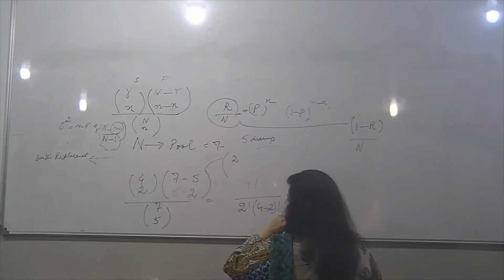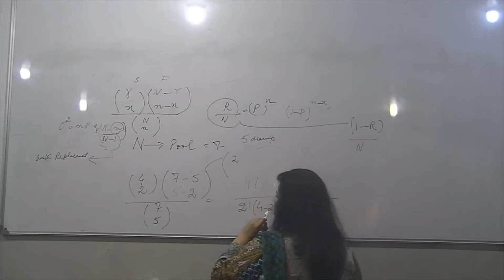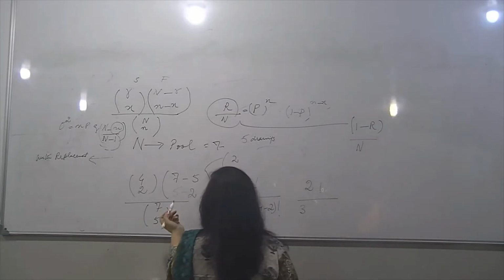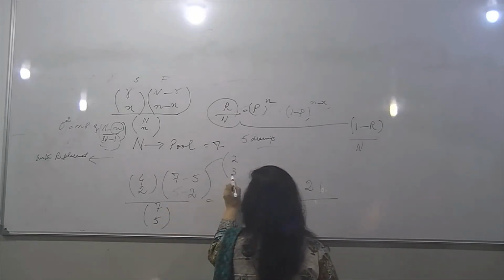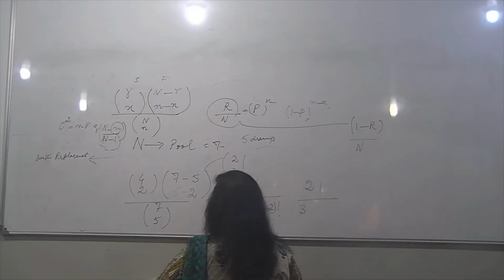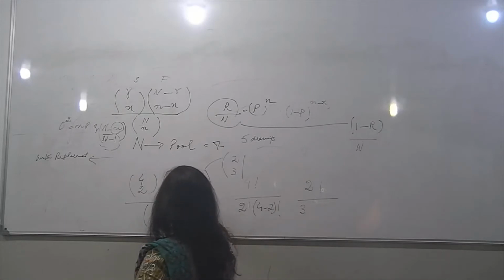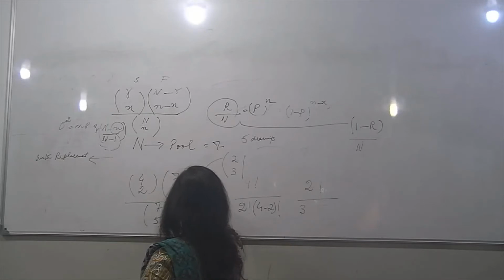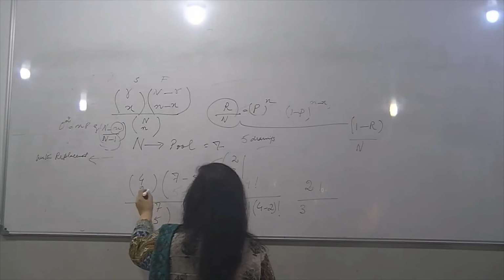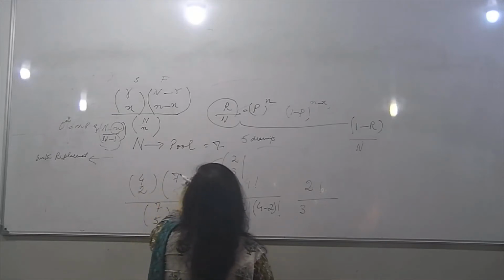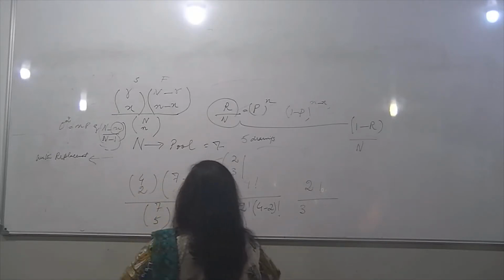So this has to have some mistake in it. We have a pool of 7, and out of that we make 5 drawings. Oh yes, there's going to be 4, okay.